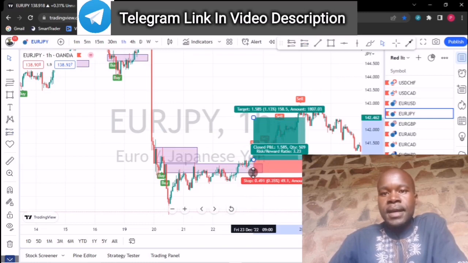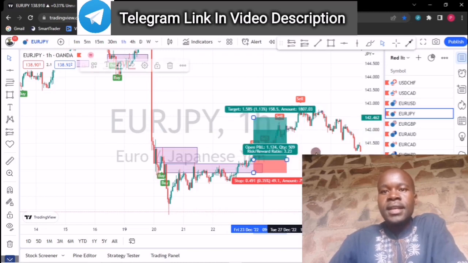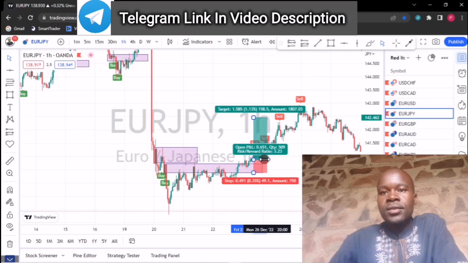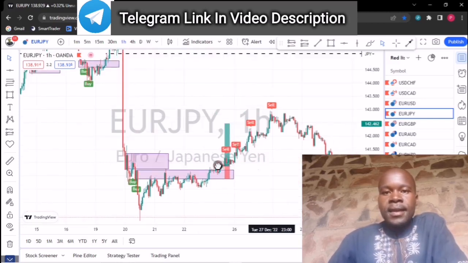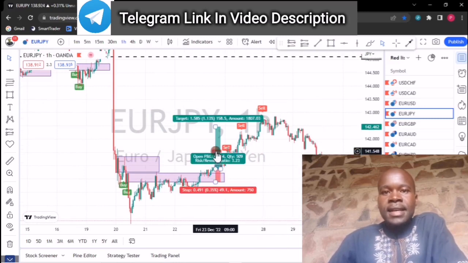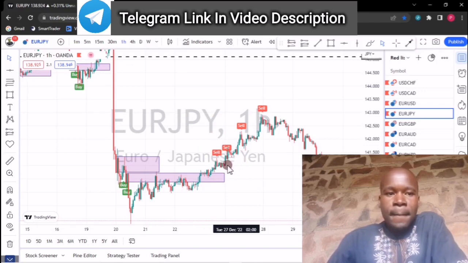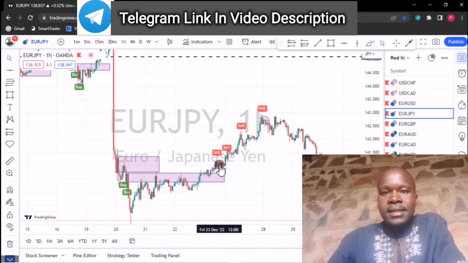You take a buy, 1:3. You win your trade. Okay, you win your trade. Now you have a sell signal. Let's just remove this so that we have a clean chart. Now you have a sell signal.